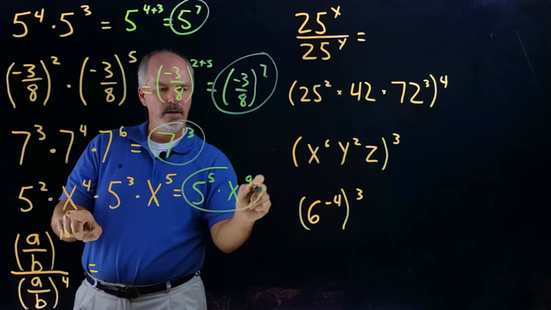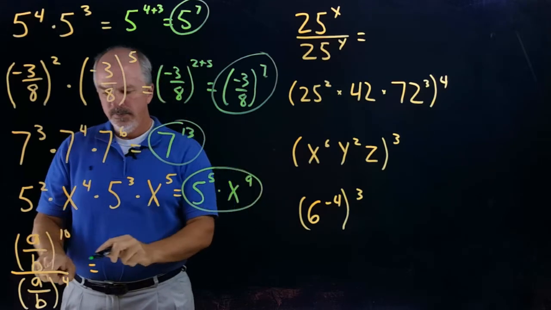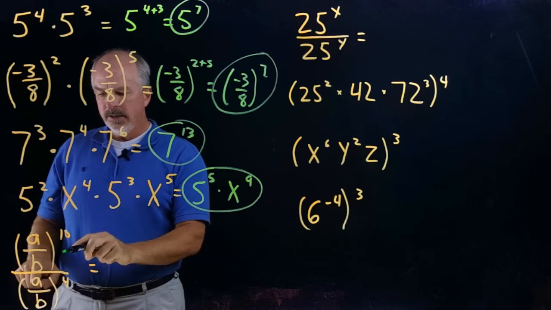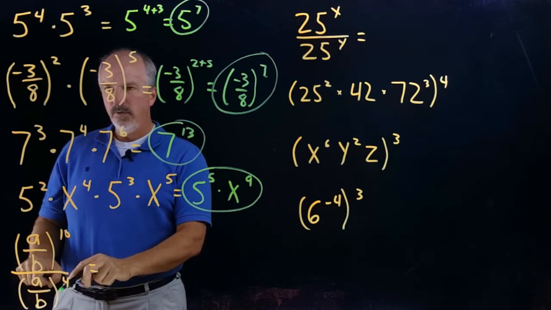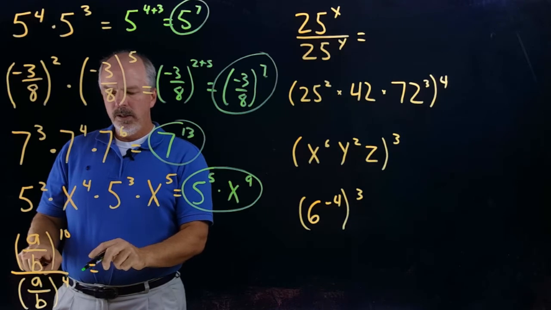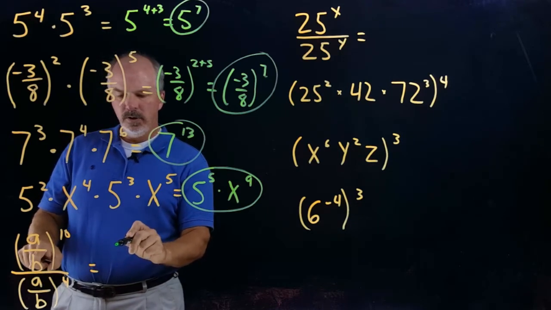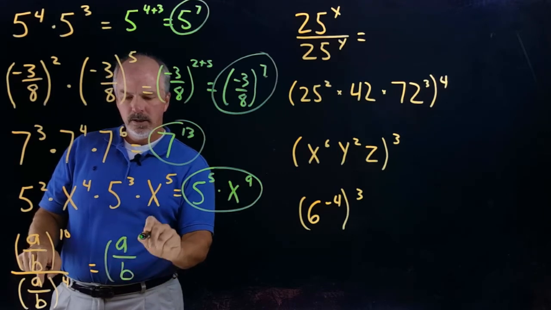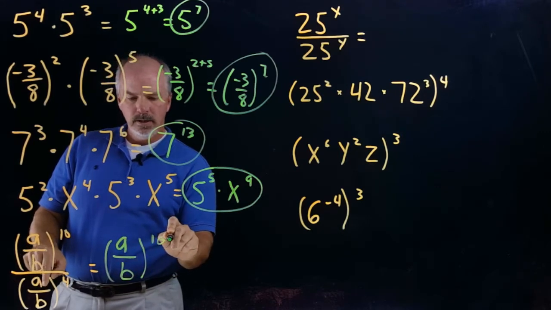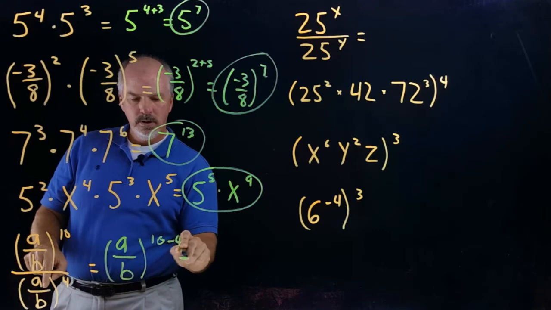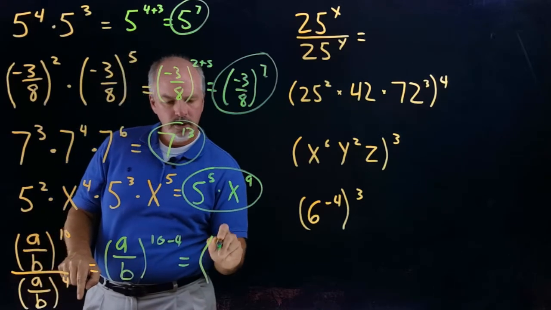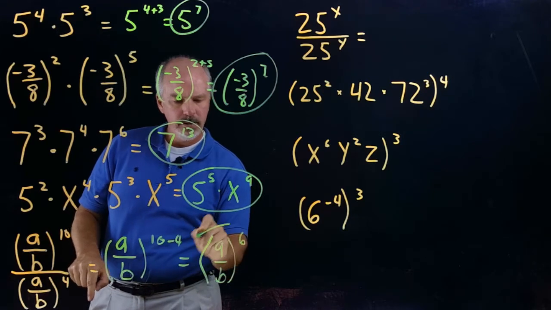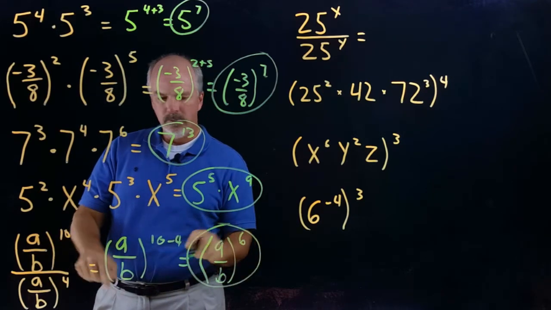Now here we have a over b to the 10th divided by a over b to the 4th. Again, when we divide, we're going to subtract. So it's going to be a over b to the 10 minus 4, which will equal a over b to the 6th power. And that's our answer. All right, 10 minus 4, 6.